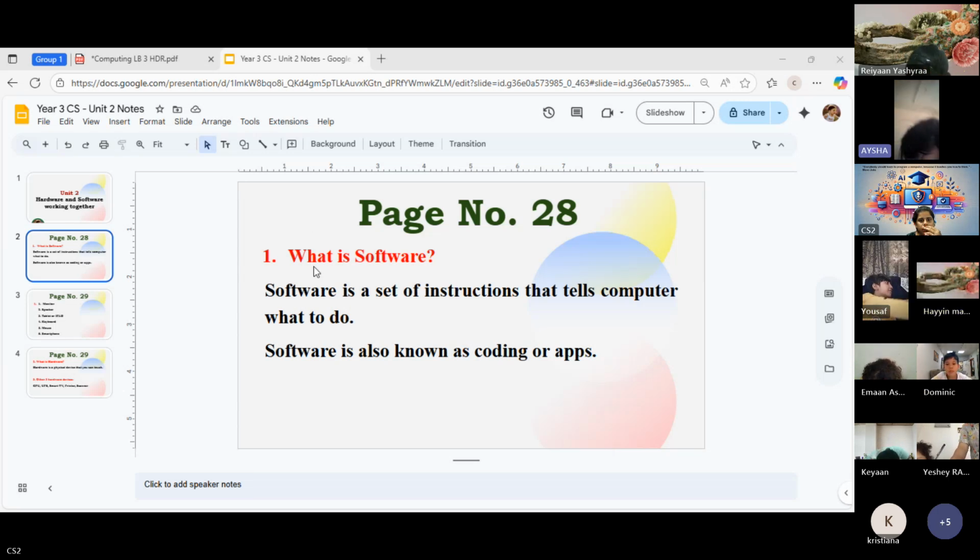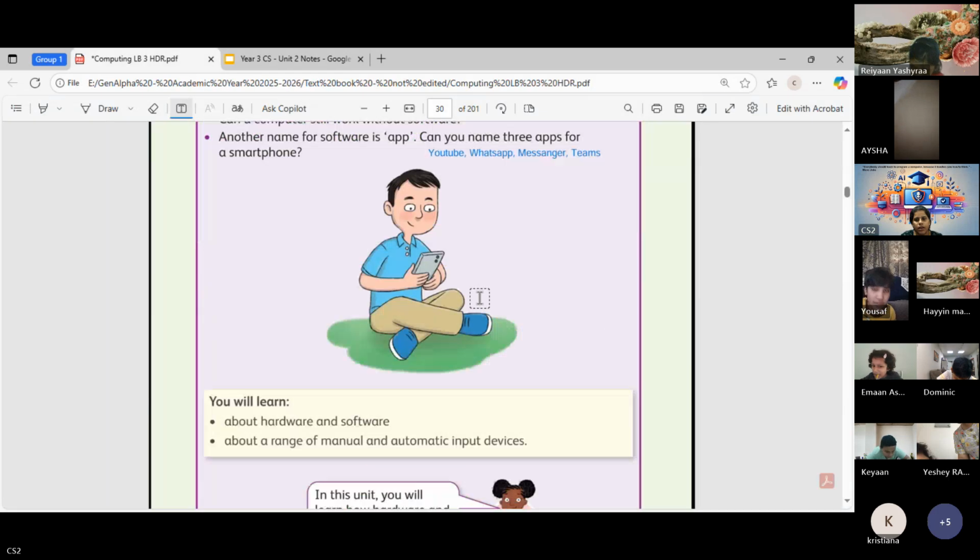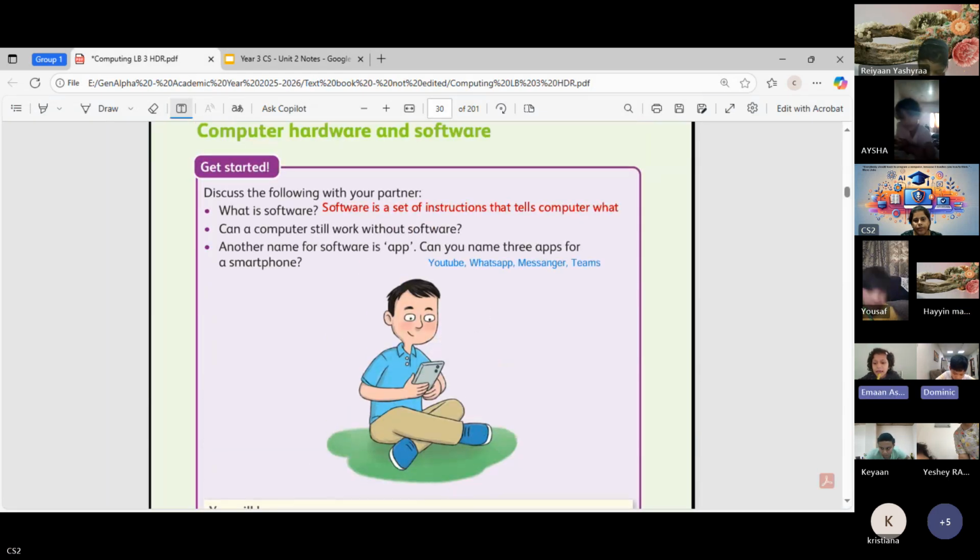Page number 28. I have one empty page in my textbook. Can I write here? No, you should write in page number 28 only. Don't go to any other page. This is page number 28. If it is page number 28, you can write there. While learning, you should not get confused. That is why I'm asking you to write it in the same page number.